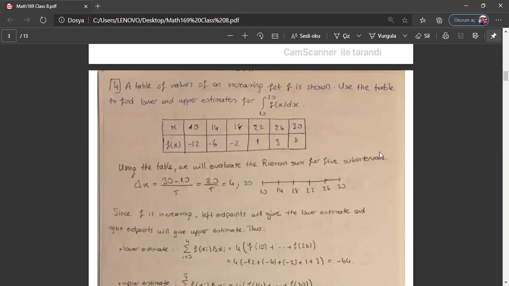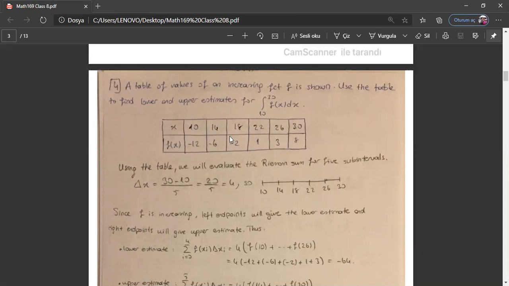Now we have this table for the function. We have the interval between 10 and 30, as in here. We know the values of the function at 10, for example, it's minus 12. And for example, at the point 14, we have minus 6, as you see. So we read this table like that.